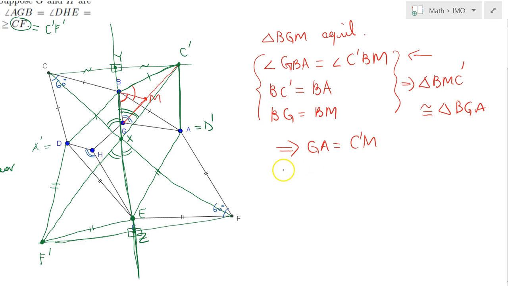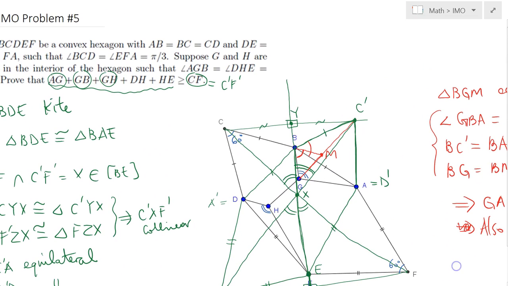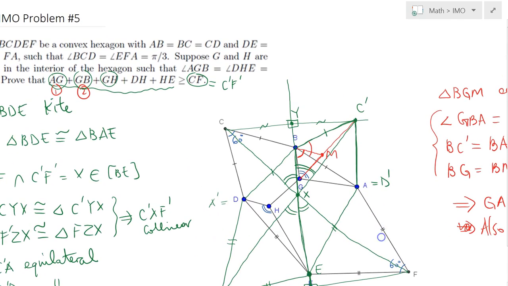As a result, this would imply that GA is in fact equal to C prime M. But then we have also established that BG is equal to BM as well, but that's also equal to MG. So that's number one, that's number two. So far I have handled number one, and I have also handled number two. Now the next one is GH. I will keep GH intact, so I won't make any change.